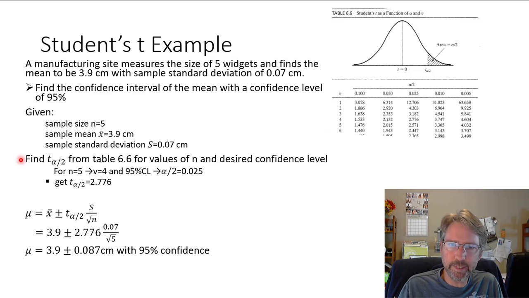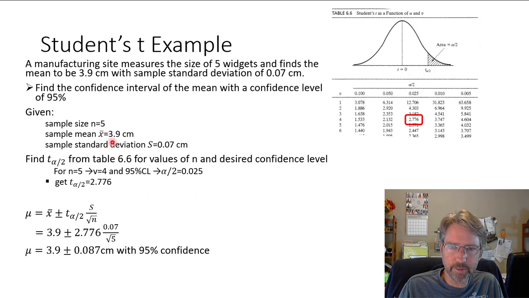So we find t from the student's t table. For n equals 5, we took 5 measurements, so we have a v of 4, and we're in this row. And for 95% confidence level, our alpha over 2 is 0.025, so we can find the student's t-value right there, 2.776.